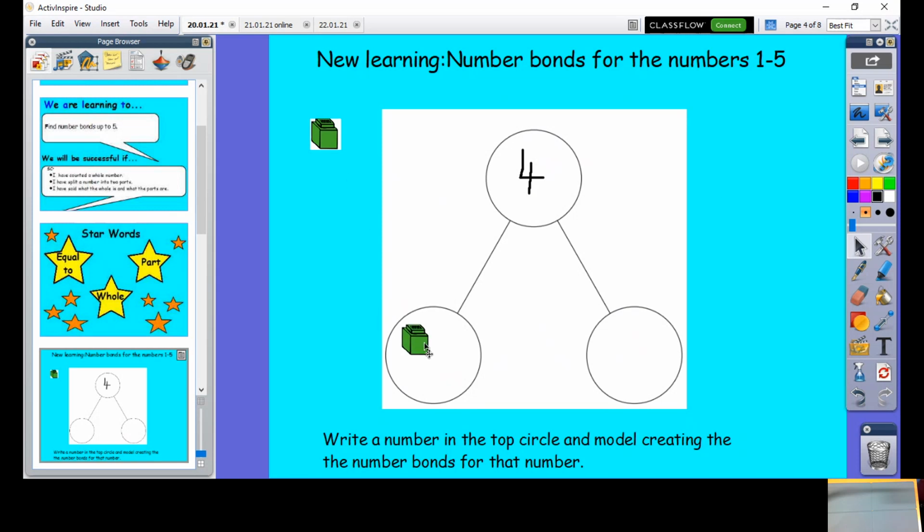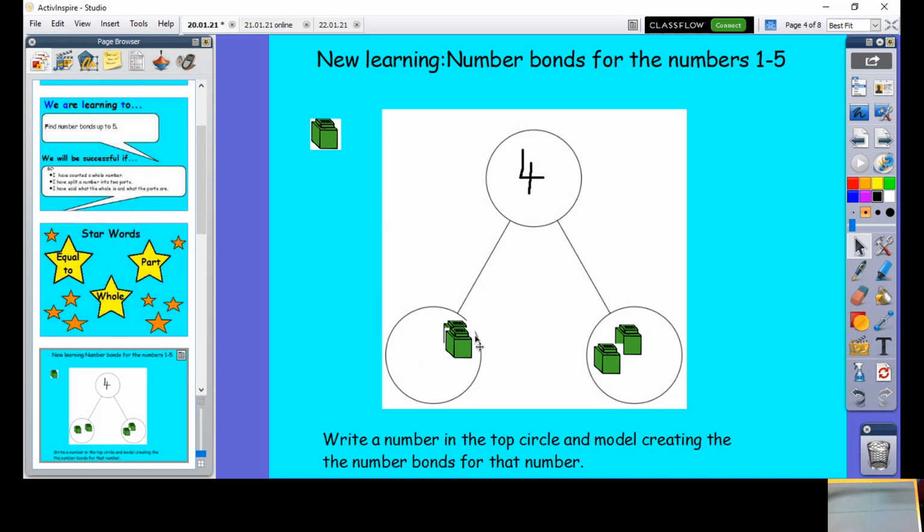1, 2, 3, 4. In this part, I've got 2. In this part, I've got 2. 2 and 2 makes 4.